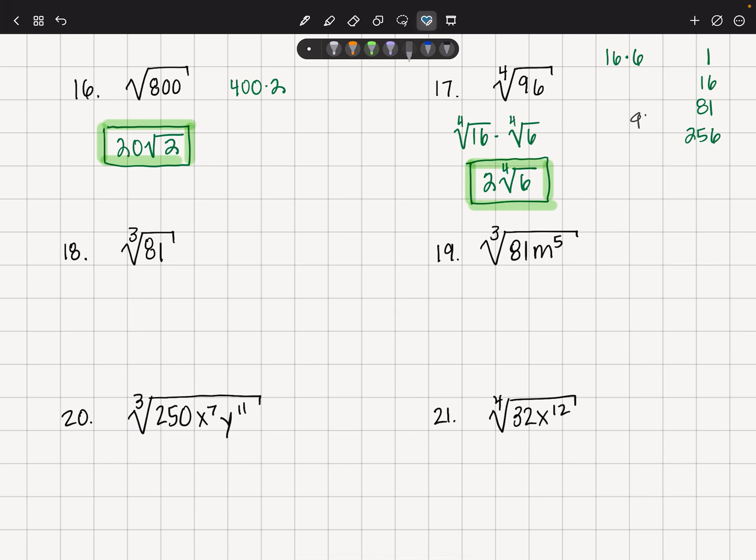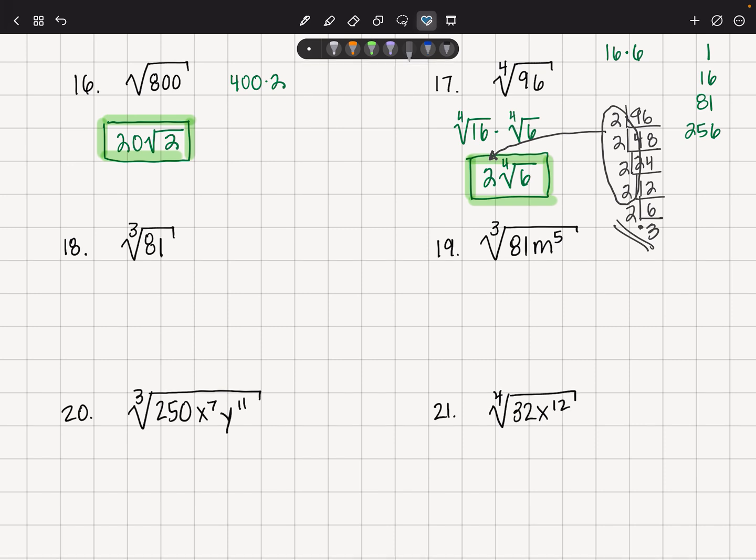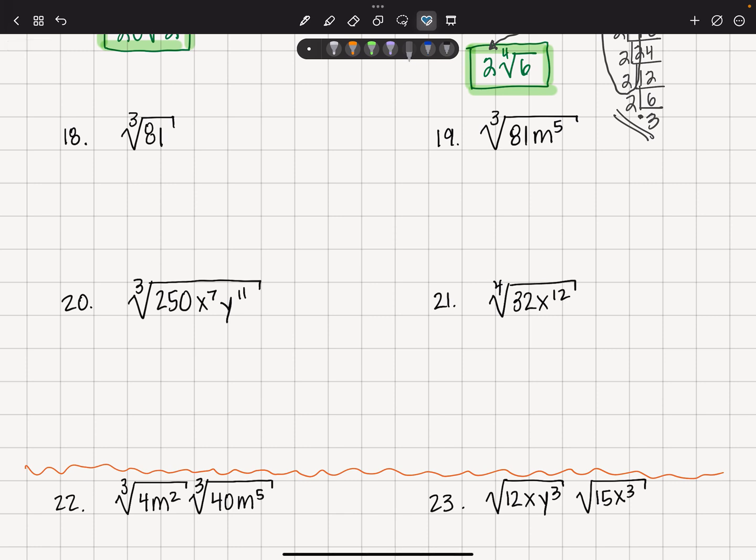On this problem, I will break it down. 2 goes into 96 48 times. 2 goes into 48 24 times. 2 goes into 24 12 times. 2 goes into 12 6 times. 2 goes into 6 3 times. I'm looking for groups of 4. I would take that 2 to the outside, and then I've got this 2 times 3 is 6 left over. That would go on the inside. So I would most definitely break down these radicals. You go ahead and see if you can do 18, 19, 20, and 21. Press pause, and then come back and just check your answers.